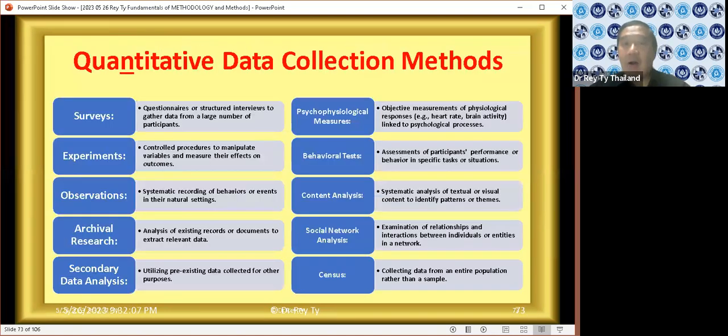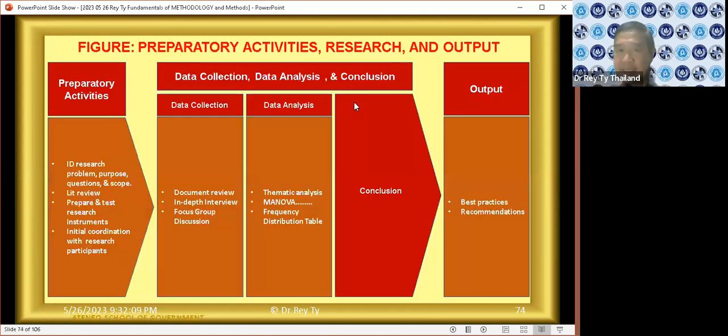And the data collection, quantitative would be surveys, experiments, observation, archival materials, maybe big data sets, and then psychophysiological measures, behavioral tests. Also, content analysis, in fact, is quantitative. You do measurement and counting. Social network analysis and census, national census. And then this is an example of a paper that I wrote.